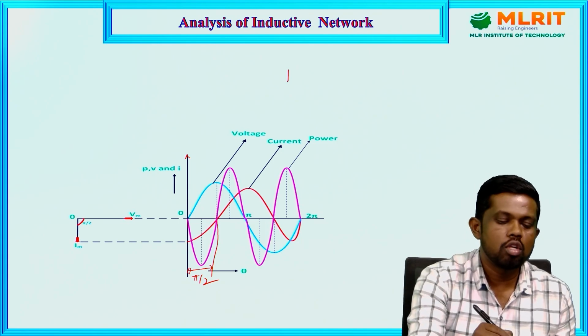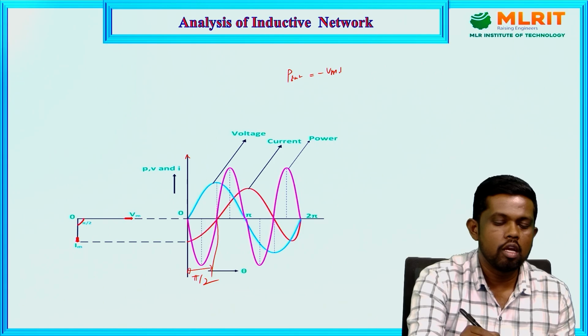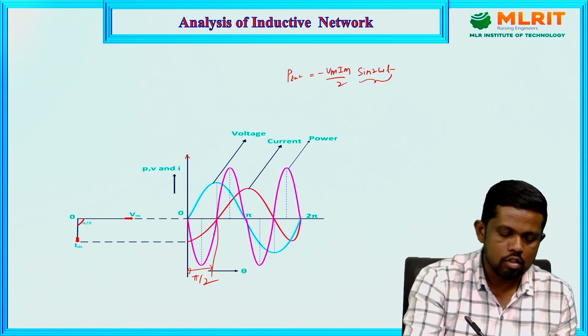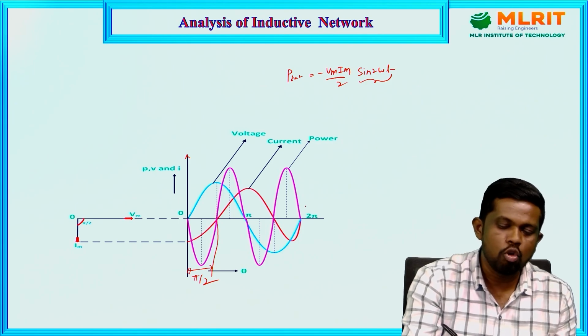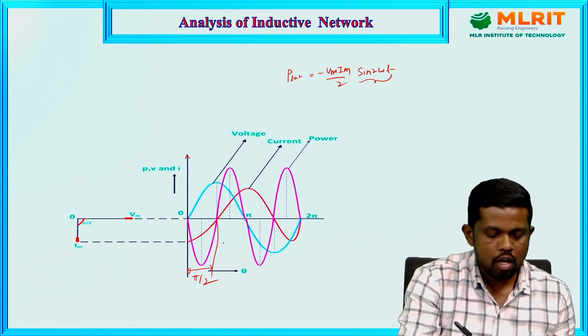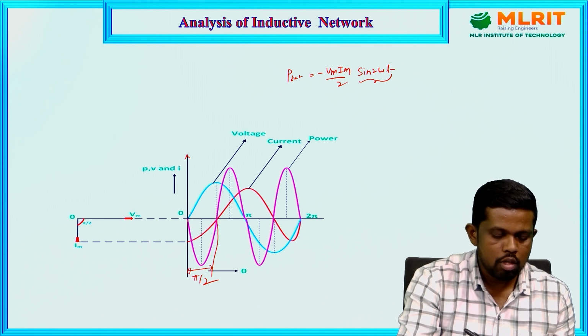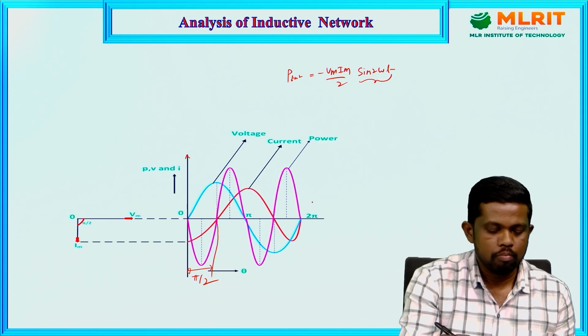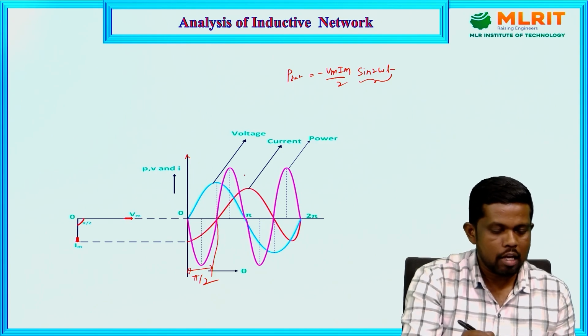Because the instantaneous power, P instantaneous, equals minus Vm Im by 2 sine of 2 omega t, in one cycle, or in the span of 2 pi, we get 2 power cycles. This is one cycle in the span of pi, and in the other pi we get one more cycle. So the average value of the instantaneous power of the inductor becomes 0 in a complete cycle. This is the power taken by the inductor.